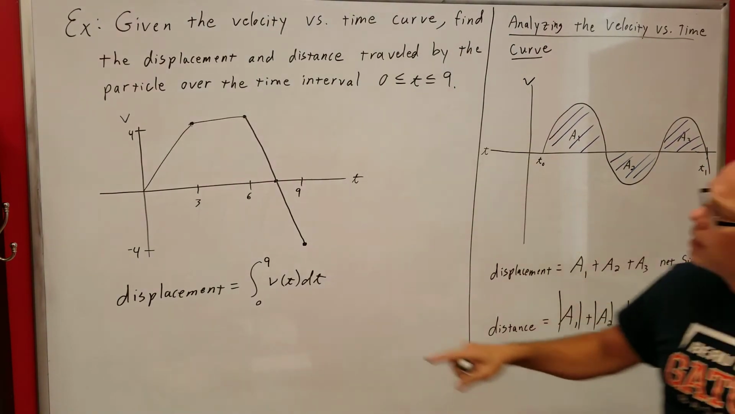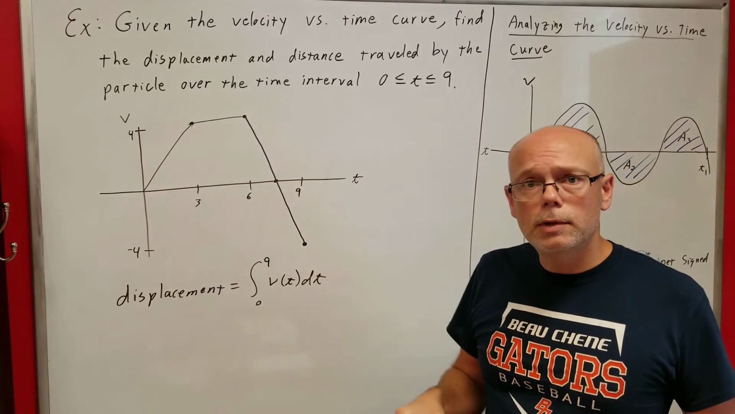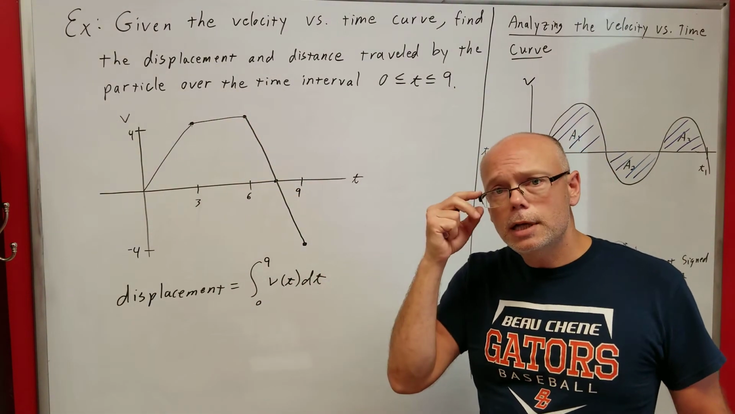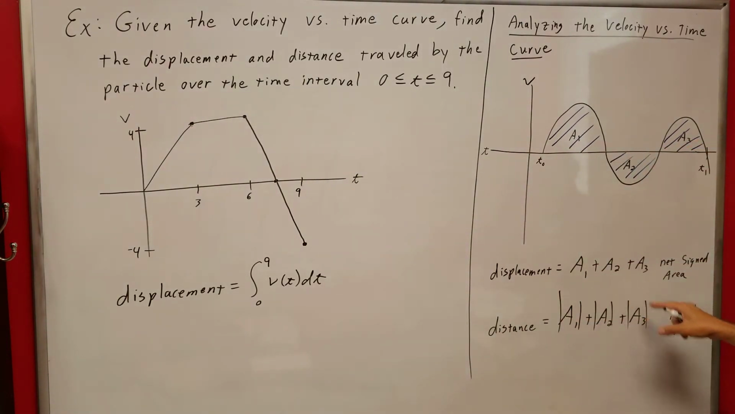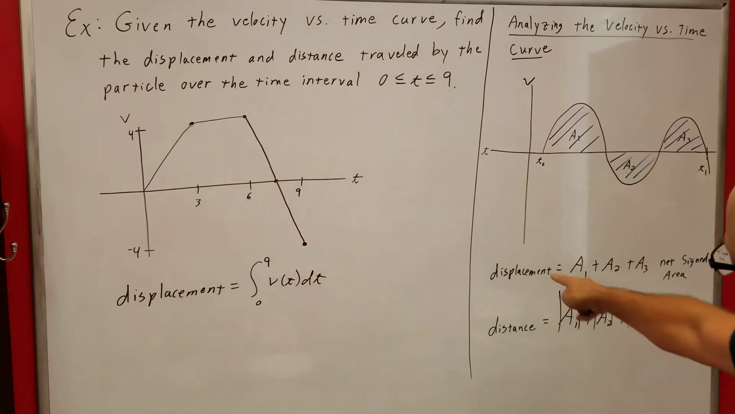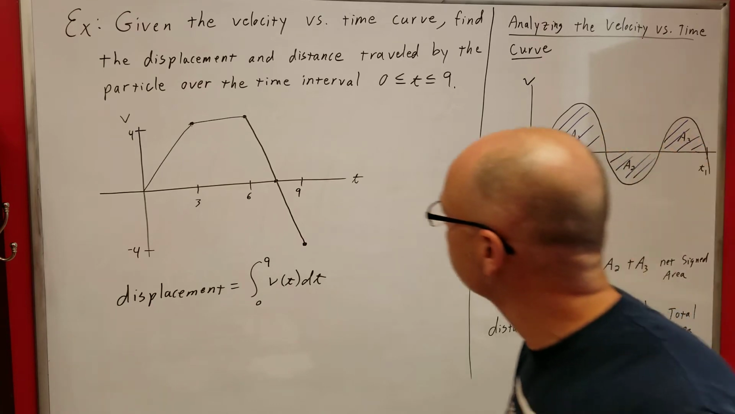But we could use this. I mean, we could break it down and find the equation of this line, find the equation of that line, find the equation of that line, and integrate all those parts separately. But this tells us right here that for displacement, just add up all your areas that you have here. So let's do it this way for displacement. Let's add up all the areas here, okay?